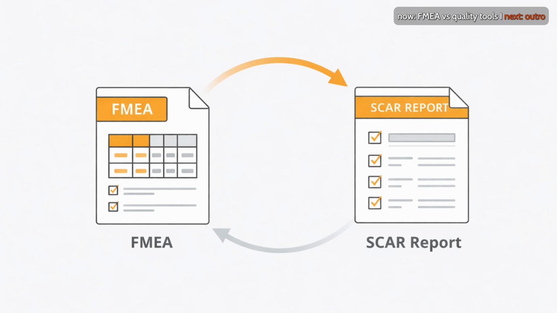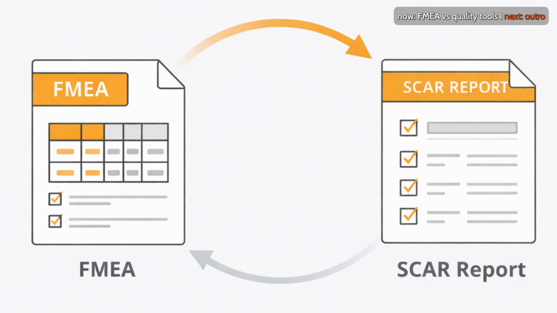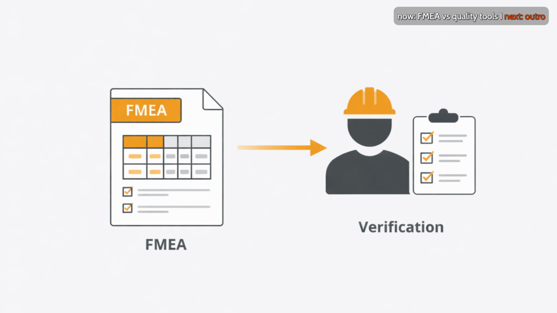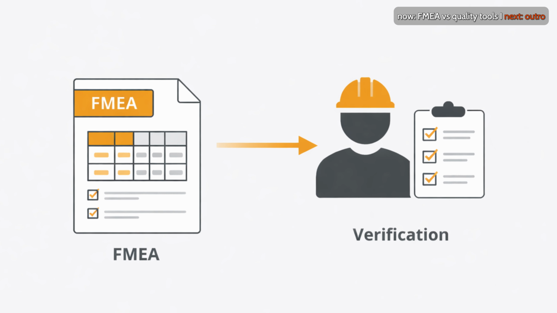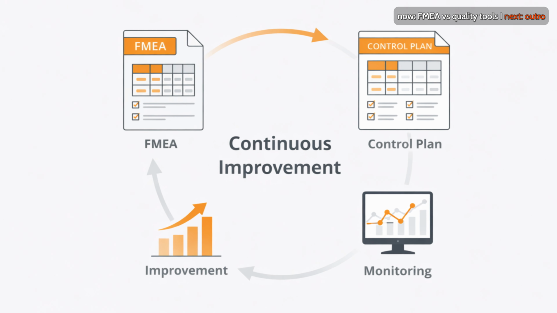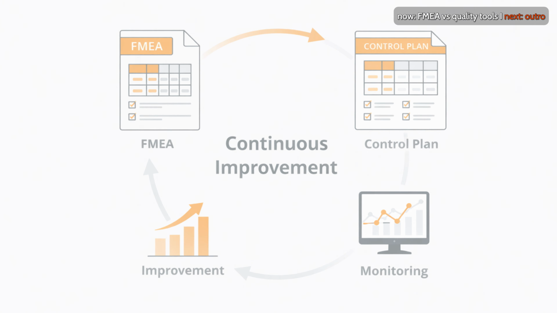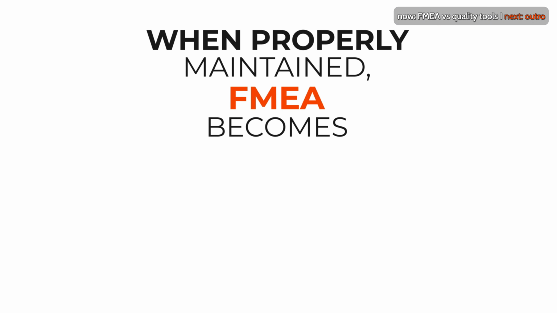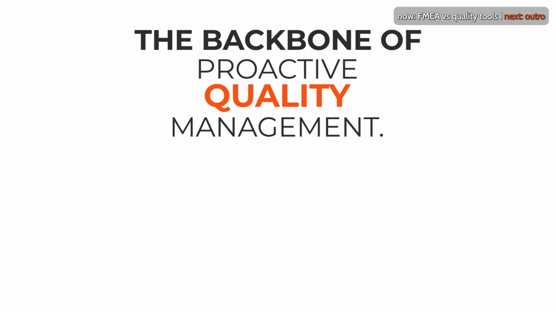Second, FMEA connects to SCAR. If recurring failures occur, it often means the original FMEA underestimated the risk or missed a cause. Third, FMEA supports audits. Auditors frequently verify whether risks identified in FMEA are properly controlled in reality. And finally, FMEA supports continuous improvement. It transforms past problems into structured prevention for the future. When properly maintained, FMEA becomes the backbone of proactive quality management.